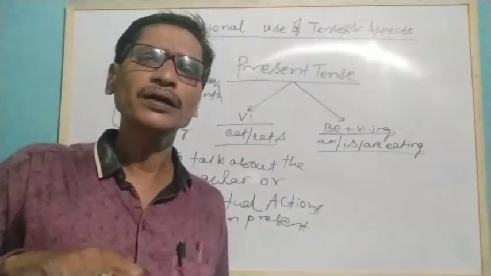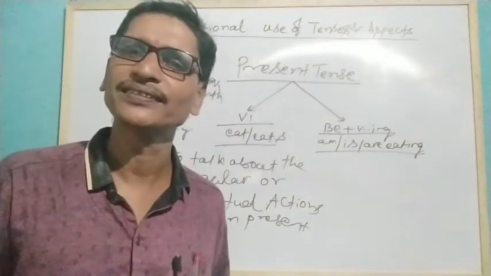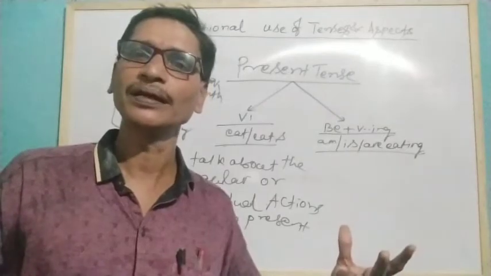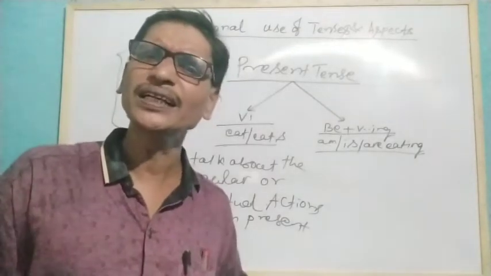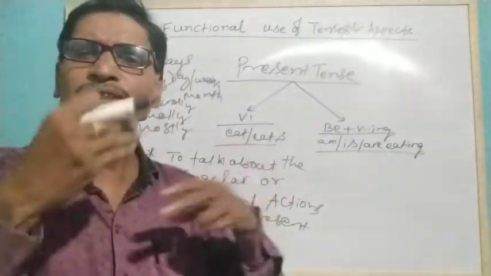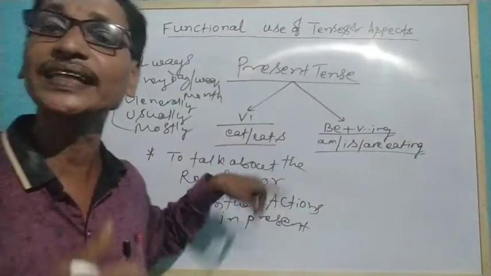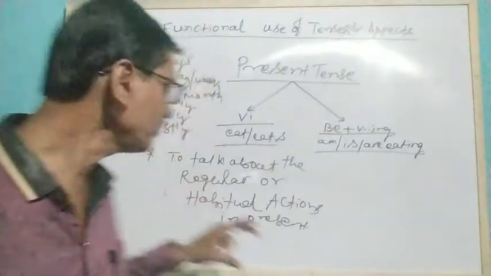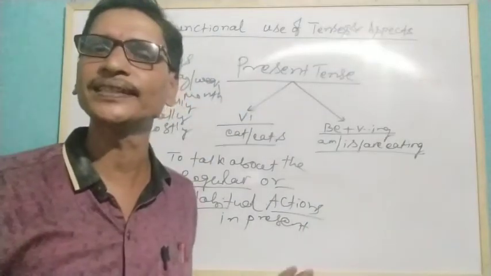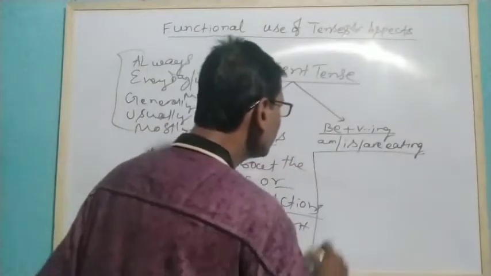Usually my father drinks tea in the morning. Generally, he reads newspaper in the afternoon. Mostly, my friends like to play cricket. We use different forms like eat and eats, go and goes, read and reads in accordance to the person. But the basic rule is that when we talk about regular or habitual actions in present, we use verb first form.